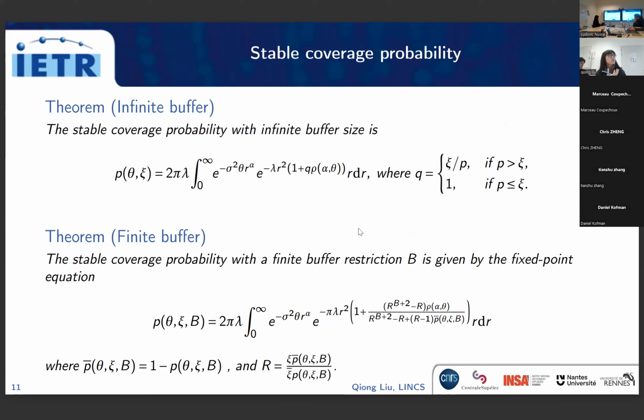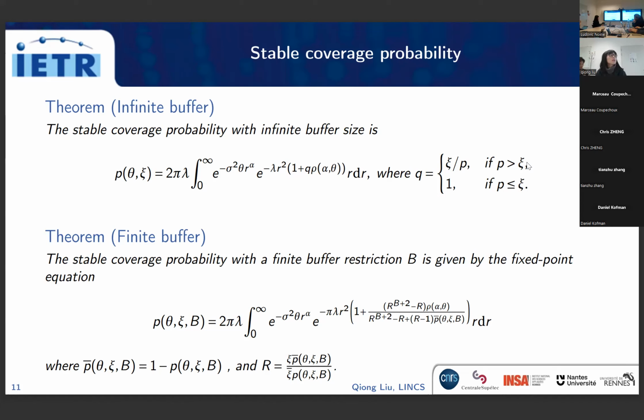Thanks. So under these two definitions, we analyze two scenarios. The first is where each transmitter holds an infinite buffer, and the other is where each transmitter holds a finite buffer restriction b. The stable coverage probability is in the end a function of the active probability at randomly chosen transmitters, and this probability depends on whether the coverage probability is larger or smaller than the arrival rate. It's a piecewise function here.